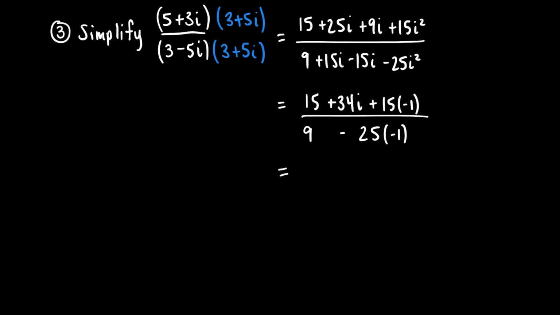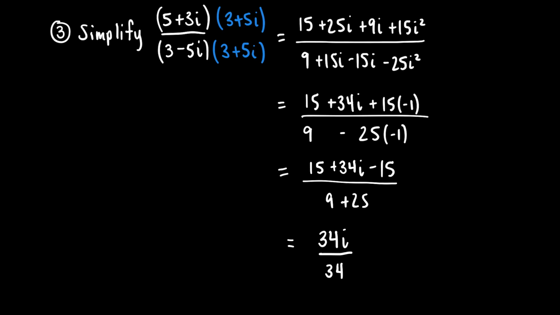Okay. From here, we've got 15 plus 34i minus 15 over 9 plus 25. So what do we really have? On the top, those 15s go away, so we just have 34i over 34. Whoa, that's kind of interesting. When you simplify this down, you just get i, which is kind of interesting to say that i is equivalent to (5 + 3i) over (3 - 5i).